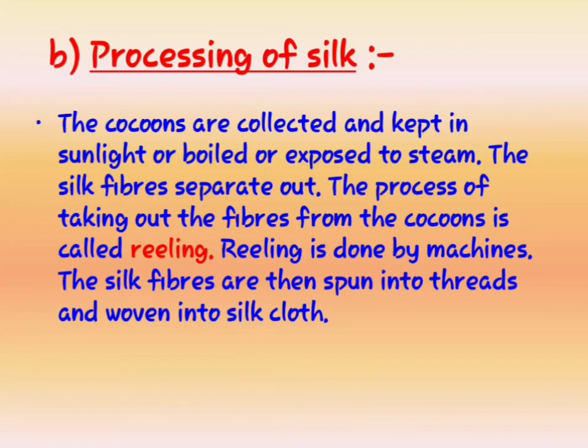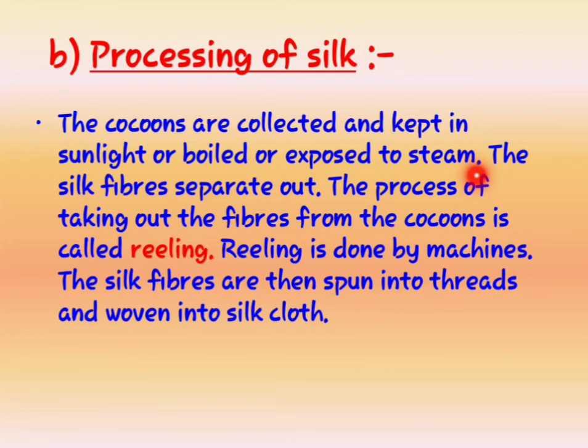Next is processing of silk. Now we have to take the cocoon. From the cocoon we have to get the silk. The cocoons are collected and kept in sunlight or boiled or exposed to steam. Why? Because we don't need pupa. What is there in the cocoon? Pupa is there in the cocoon. Do you need pupa or cocoon? We need only cocoon. We don't need pupa.